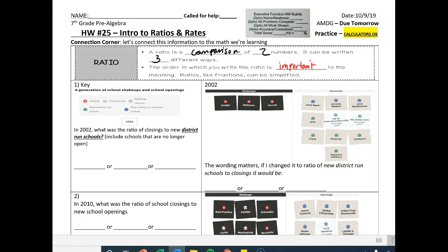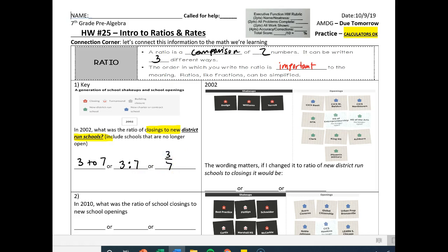So back in 2002, if I take a look at my key right here, we got schools that close, schools that open, charter schools that open. In 2002, what was the ratio of school closings to new district-run schools? So only the schools that are in green, right? So school closings, that was 3. And to new school openings that were run by the district, that was 7. So there's your ratio, 3 to 7. Now, the other ways I could write this is 3:7, and as a fraction, 3 over 7.